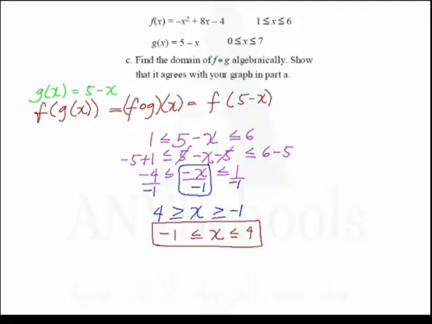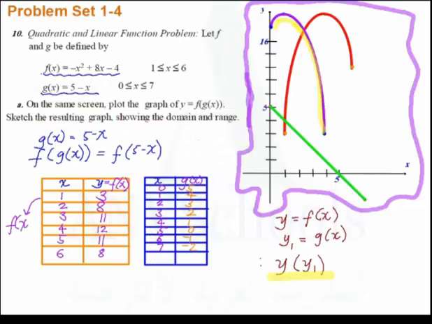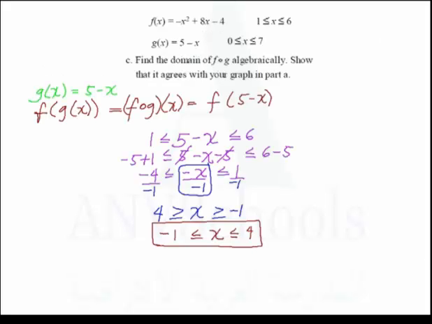This is a continuation of our computation for the domain of FOG, which we're going to get algebraically, and we're going to show that it agrees with our graph in part A, which is, again, the encircled one in here. So going back, as I have told you, we have a newfound domain, which is here. I'm going to highlight it. It's this one.